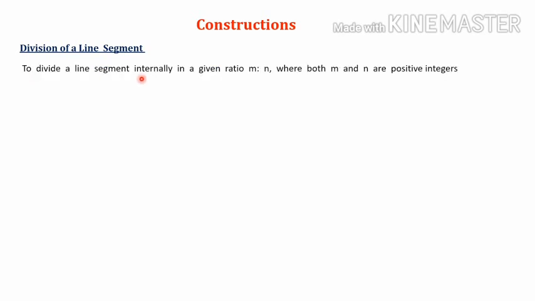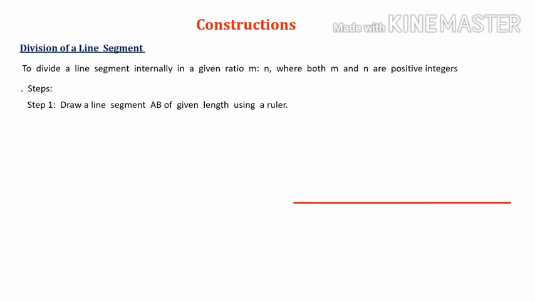To divide a line segment internally in a given ratio m is to n, where both m and n are positive integers, the following steps need to be followed. First, draw a line segment AB of given length using a ruler. So we have to draw the line segment using the given length and label it as AB or any other alphabet. Then second step, draw any ray AX making an acute angle with AB.